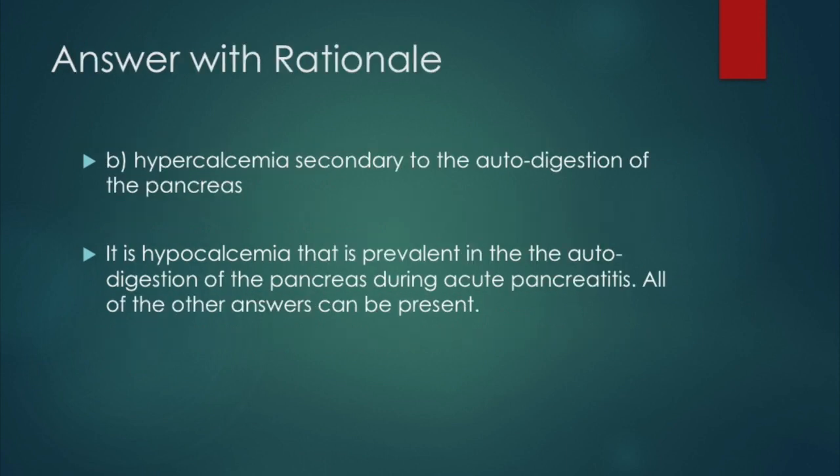And the answer is B. Hypercalcemia secondary to the autodigestion of the pancreas. It is hypocalcemia that is prevalent in the autodigestion of the pancreas during acute pancreatitis. All of the other answers can be present.